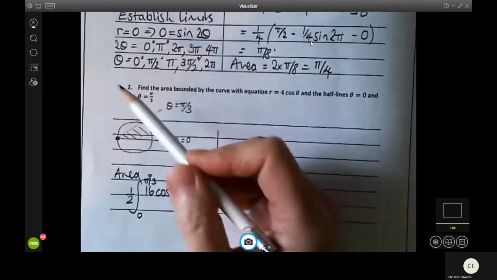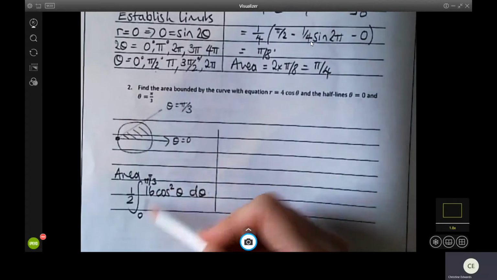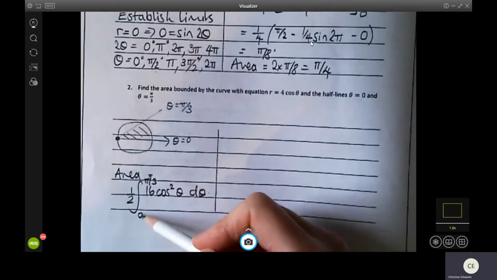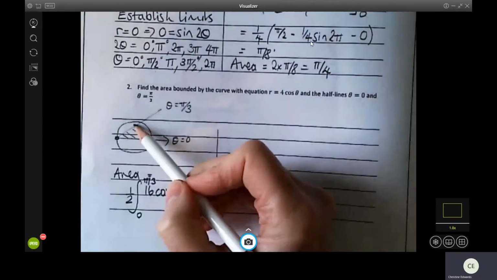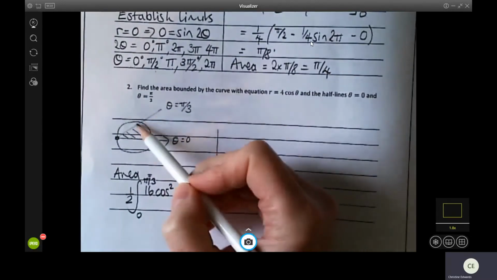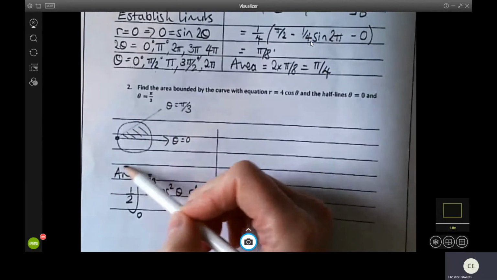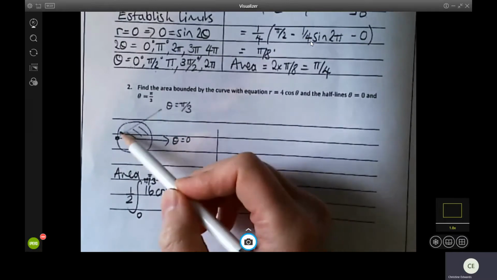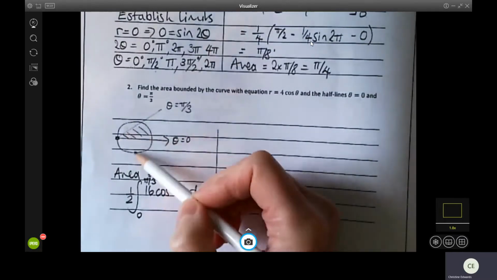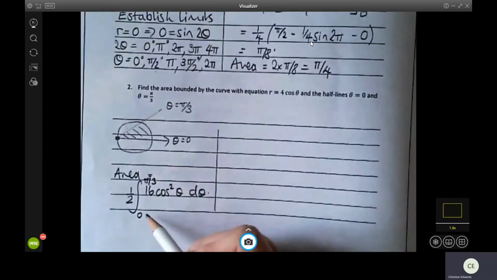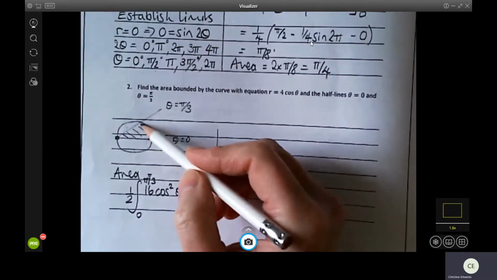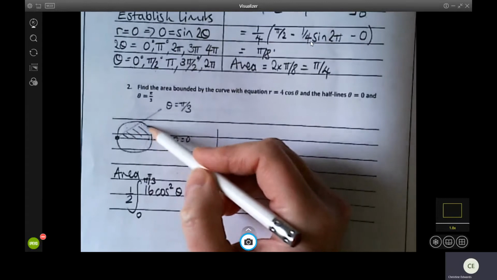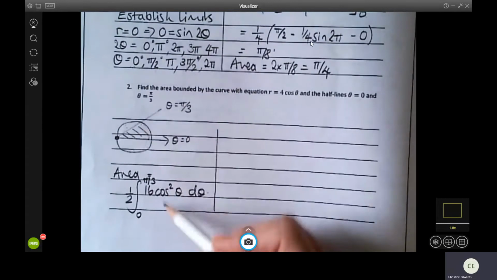If I swapped these round, unlike previously when I was integrating, it won't give me the negative, it will give me the area from pi over 3 round to 0. So it would actually give me the parts of the circle that are not shaded. So you need to be thinking about sectors and moving through the angles when you're establishing your limits.